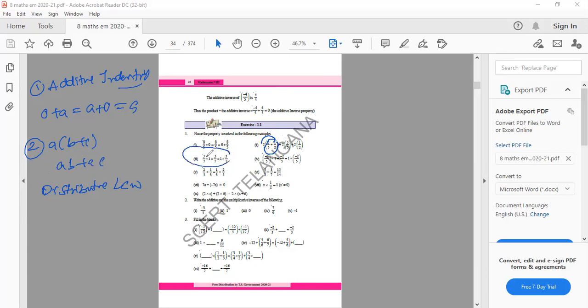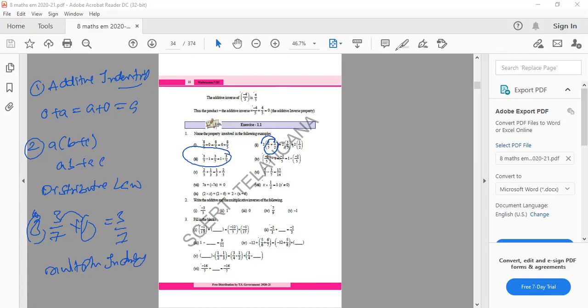Next, the third one here. 3/7 you multiply with 1. It is multiplicative identity. You are multiplying with 1, and you are getting the same thing only. This is called a multiplicative identity. The third answer is multiplicative identity. First one is additive identity.